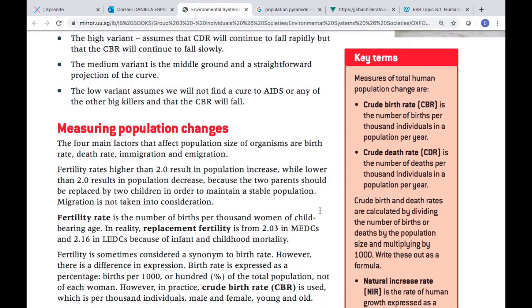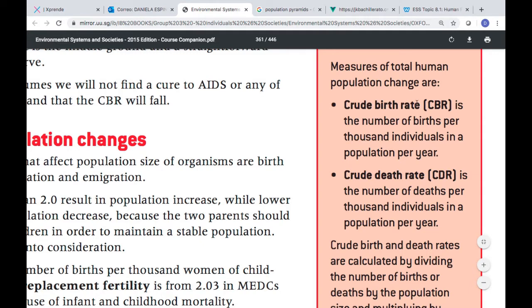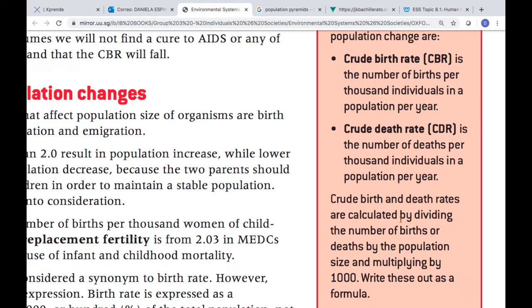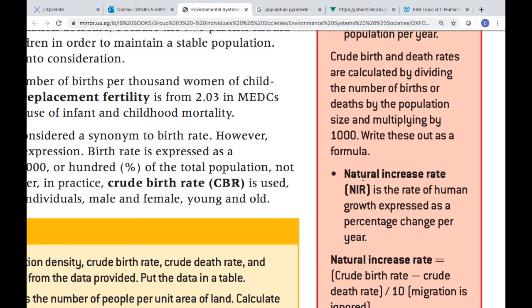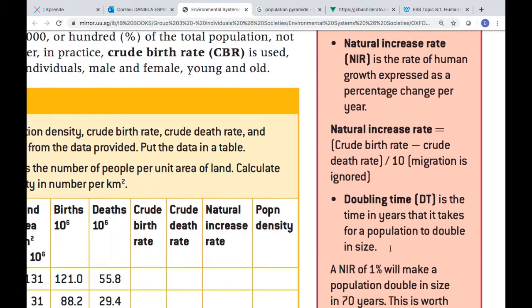Just as an introduction or review, we studied last class about birth rate, that is the number of births per 1,000 individuals in a population per year. Death rate, the number of deaths per 1,000 individuals. Then we have the natural increase, that is the rate of human growth. And how do you calculate natural increase? Birth rate less death rate, over 10.